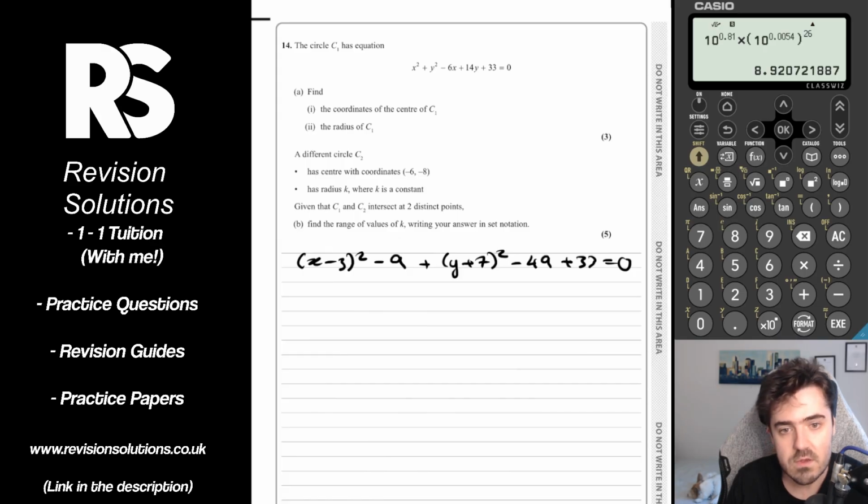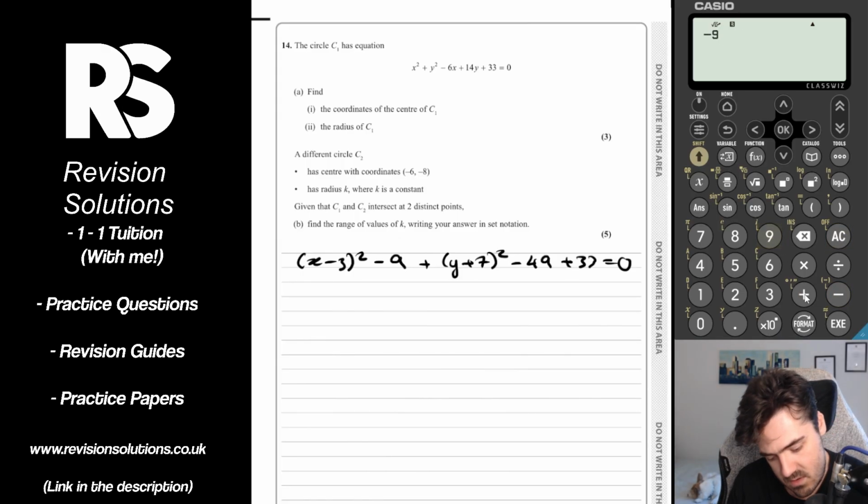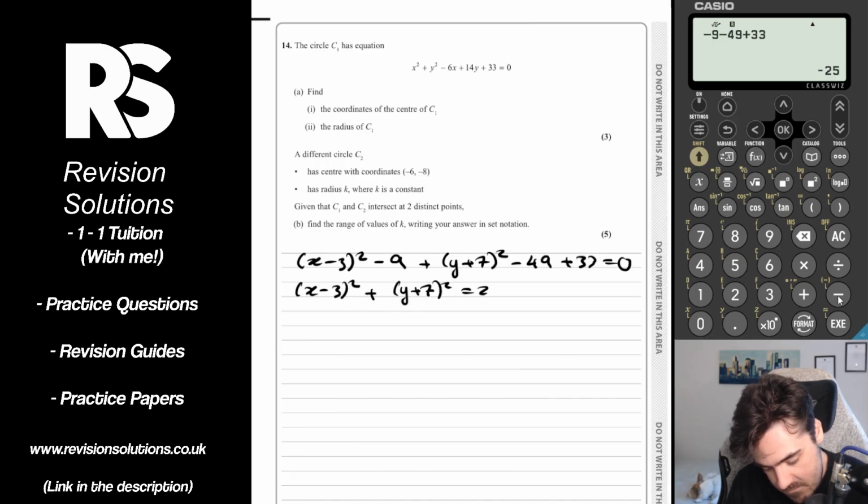So that was going to leave us with, if I put in the calculator, minus 9 minus 49 plus 33. Leaves with a minus 25, but let's bring that to the other side. So our equation of our circle would be x minus 3 squared, y plus 7 squared equals 25 if I bring that to the other side. So our center is 3, minus 7, and the radius is the square root of 25, which is just 5.